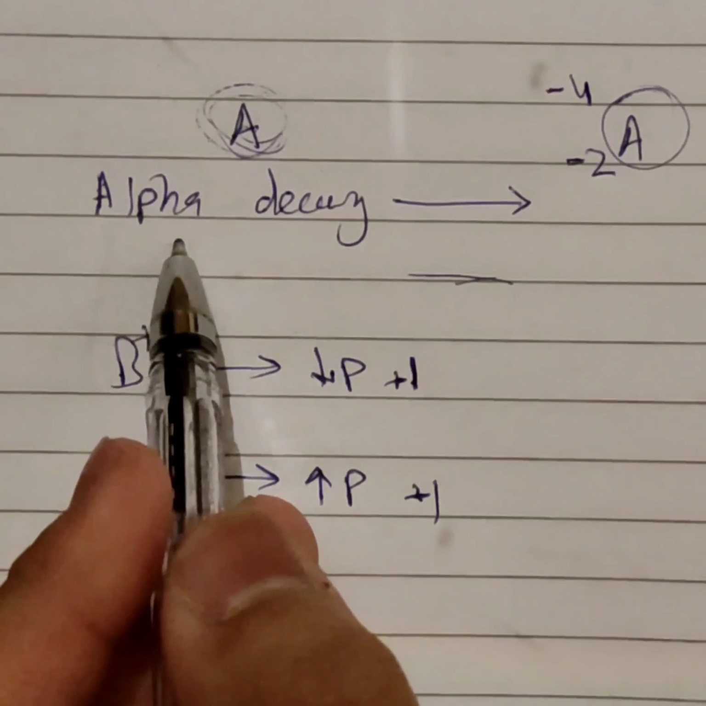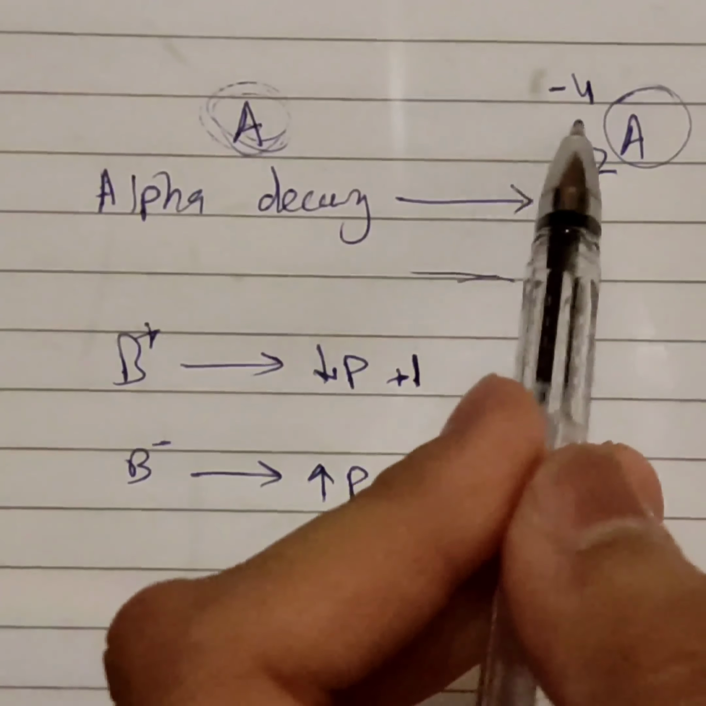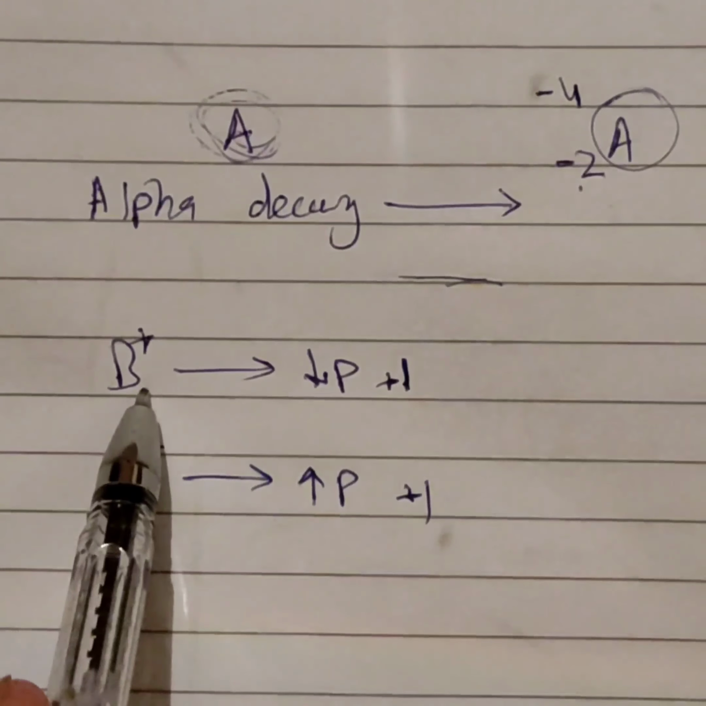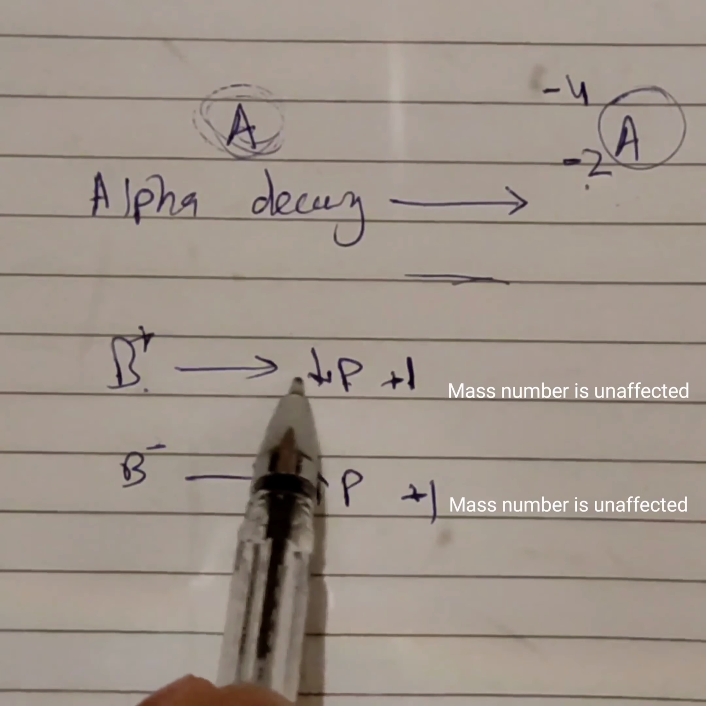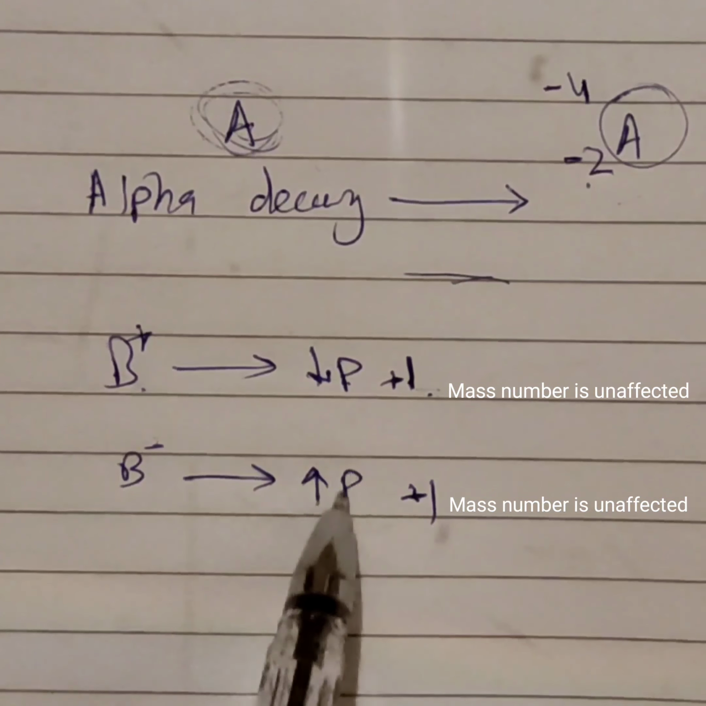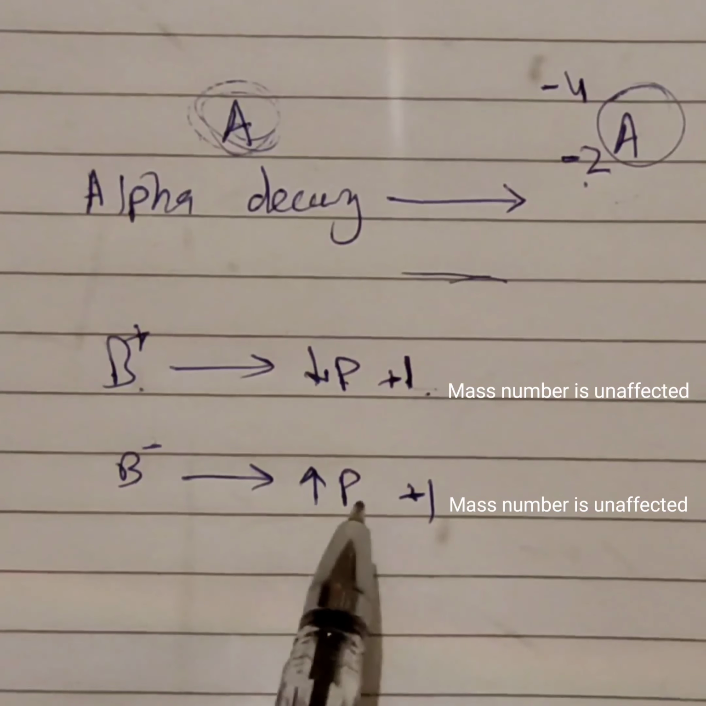In alpha, the mass decreases by 4, the proton number decreases by 2. In beta positive, the proton number decreases by 1. In beta negative, the proton number increases by 1.